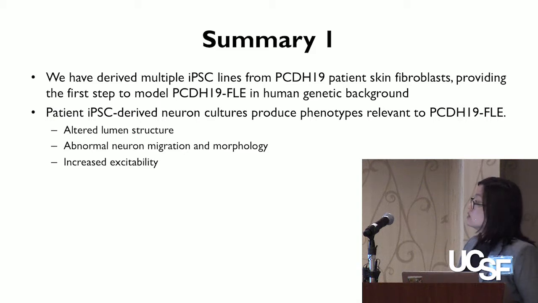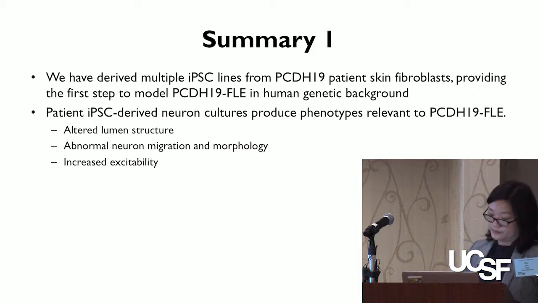And as I showed before, the neural rosettes derived from the patient lines have an altered lumen structure, the SVZ center of the neural rosette. And also the patient neurons have migration and morphological abnormalities. And most excitingly, we see increased excitability from the patient neurons.